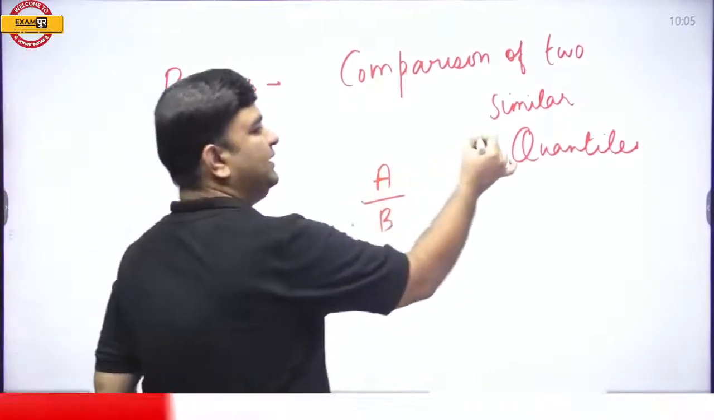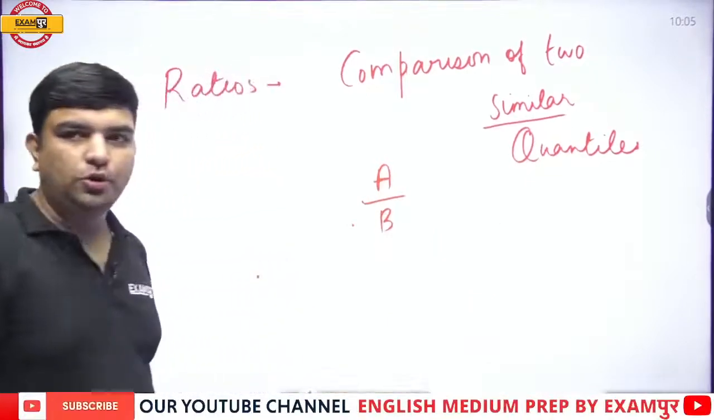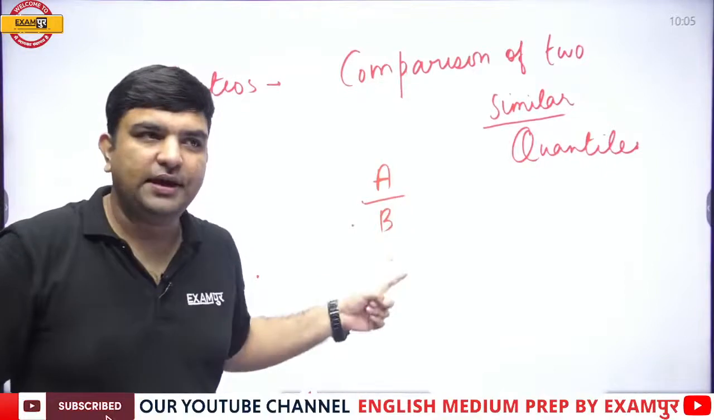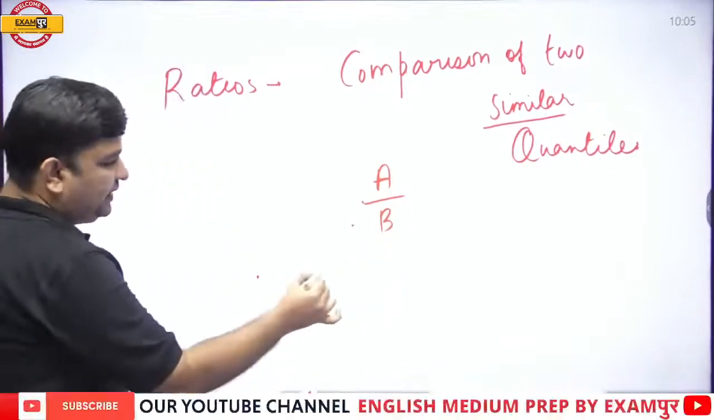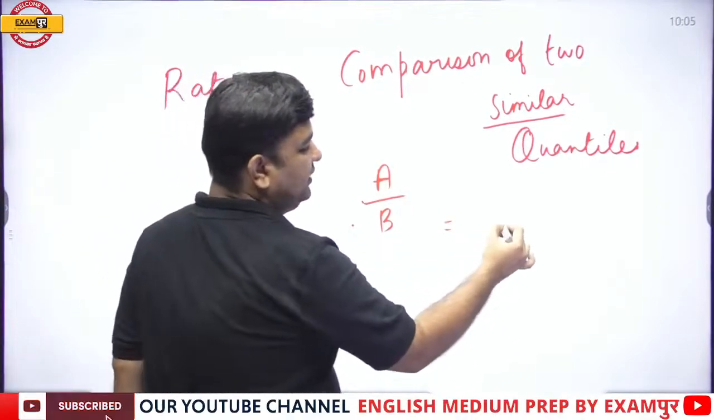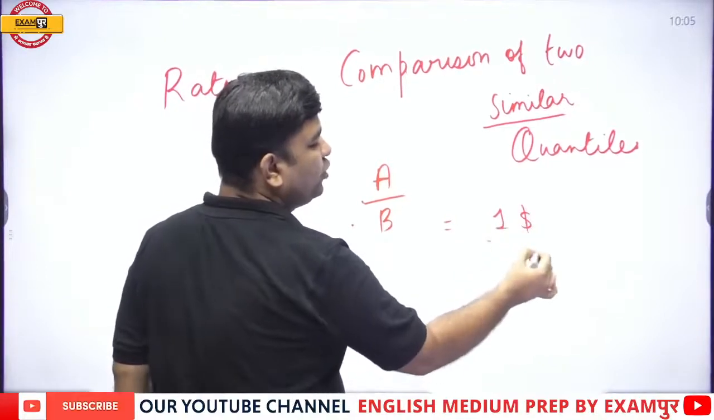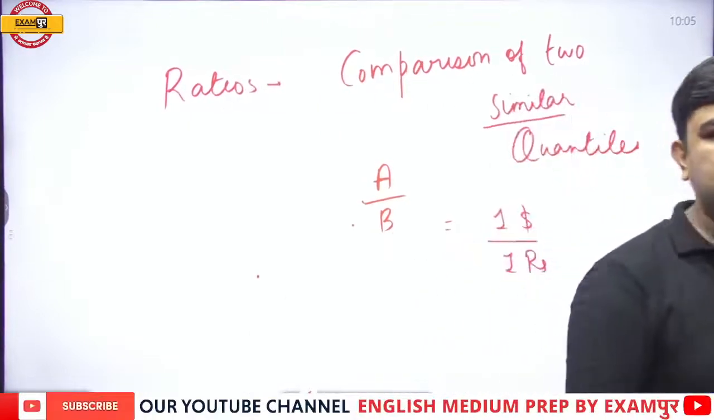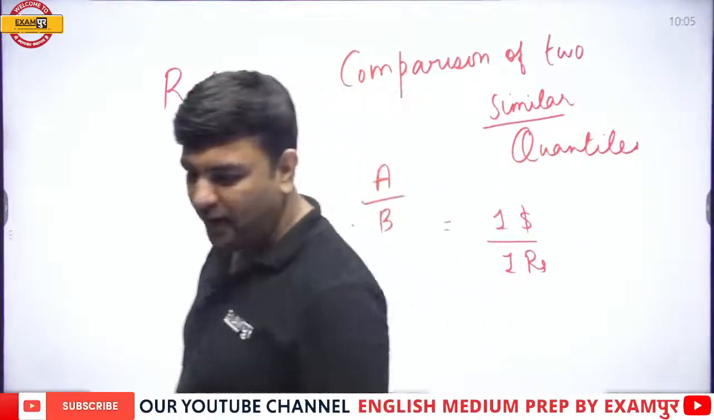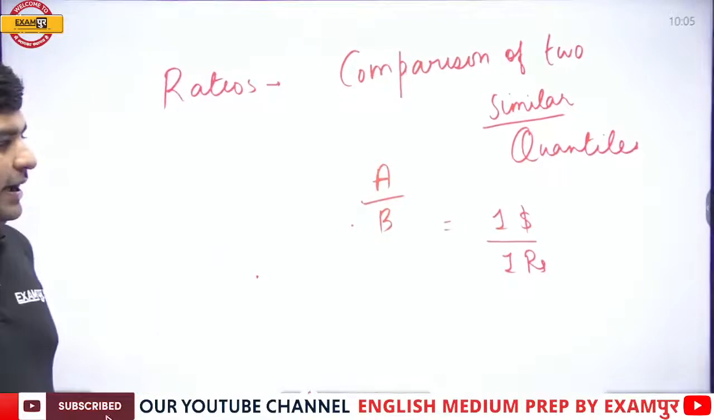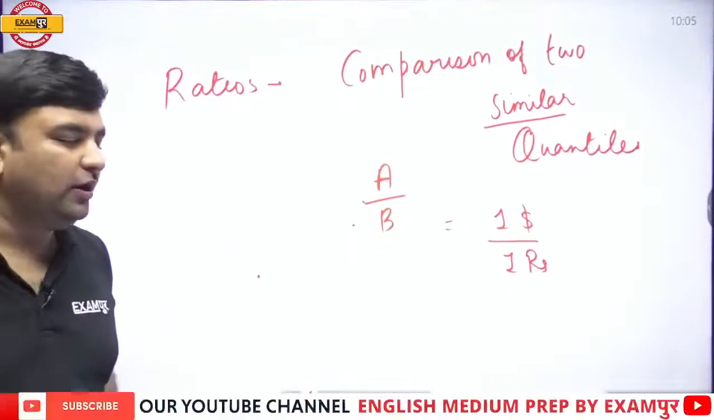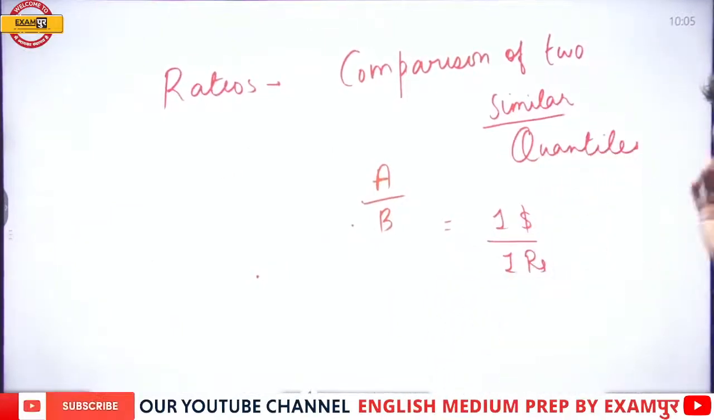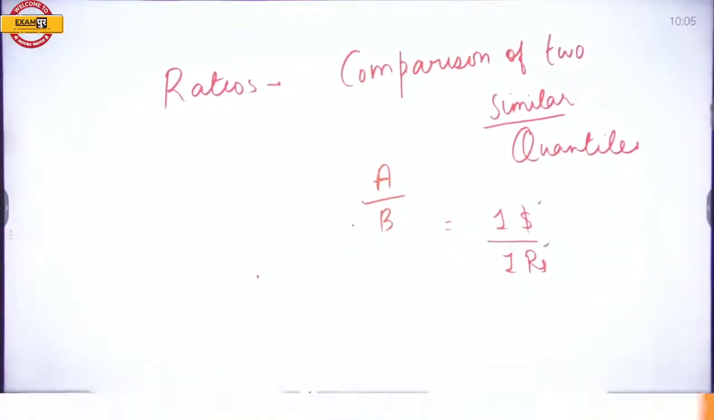Now, what do you mean by similar? Their units, their denominations should be the same. If I ask, what is the ratio of $1 over 1 rupee? If you give me 1:1, it's not correct, because their units are not the same.